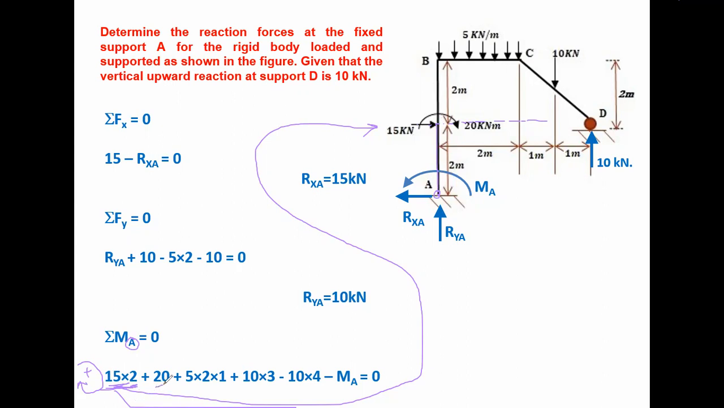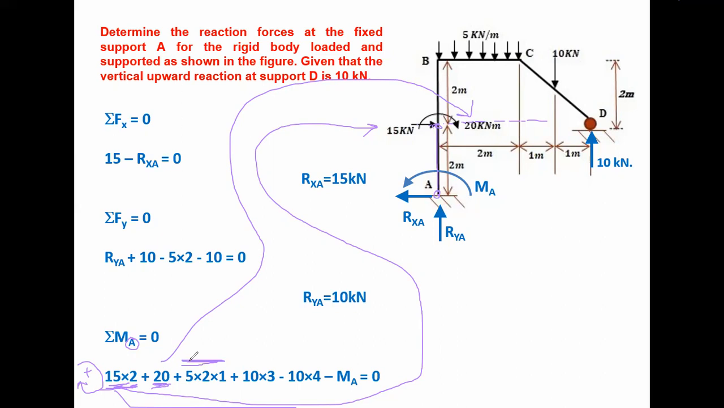Second term, 20. Now see this, there is a moment at this point, right? And its magnitude is 20 kilonewton meter, and its direction is clockwise. So clockwise we are taking positive. So if it is a moment, we can directly put this value in our moment balance equation. So here I am getting 20, okay, corresponding to this external moment.